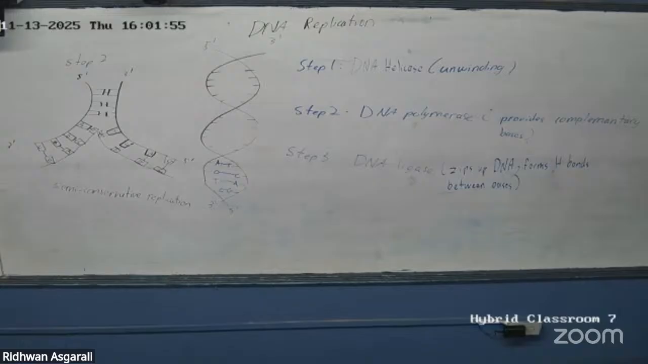So skipping a line. This is step 2. DNA polymerase follows closely behind helicase.